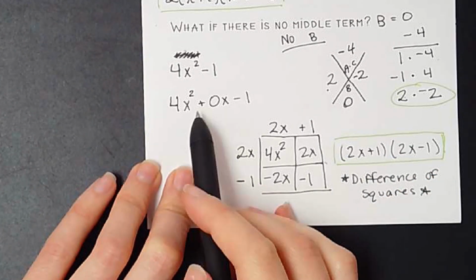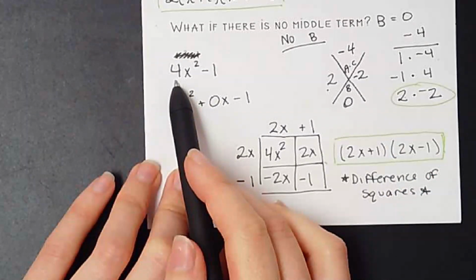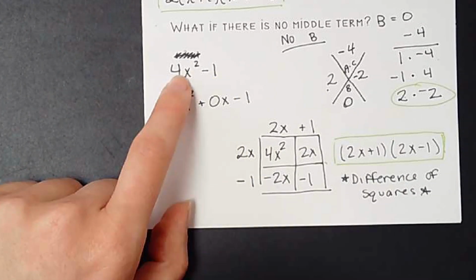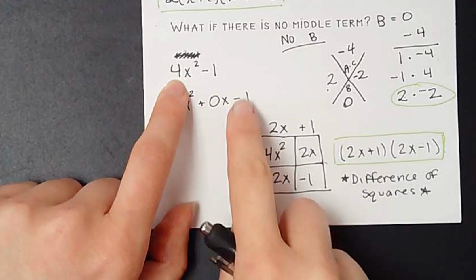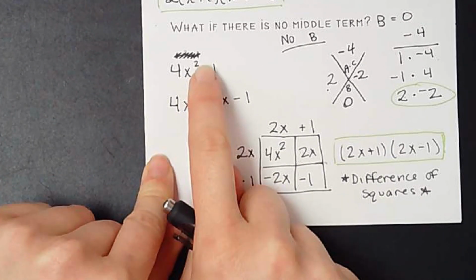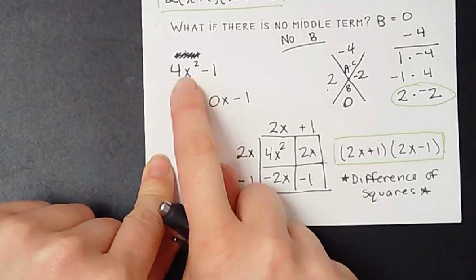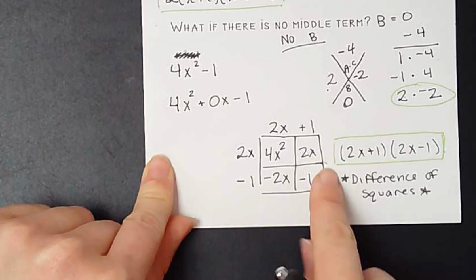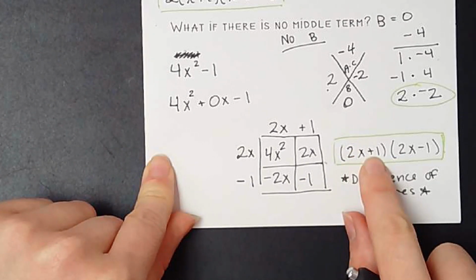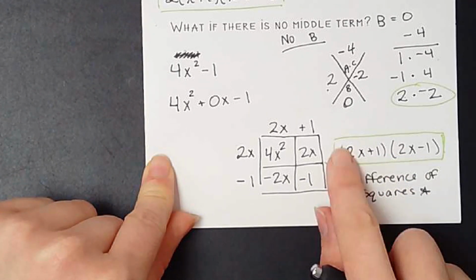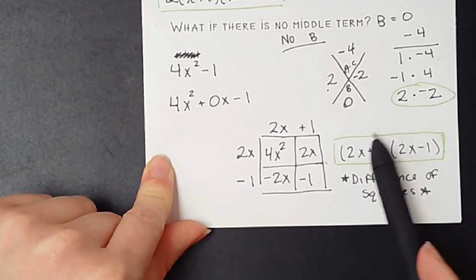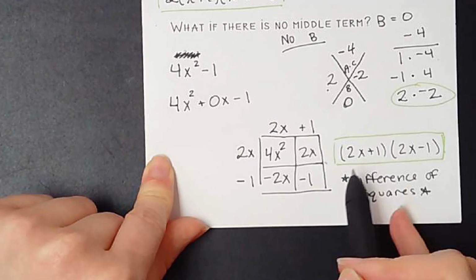So difference of squares means that in our original problem, these are both square numbers. 4 is 2 squared, 1 is 1 squared, and it's a difference of squares, meaning they're being subtracted. Whenever you have a difference of squares, you're always going to end up with basically the same thing in both binomials, but one is going to have a plus sign and one is going to have a minus sign. This pattern always happens like this.